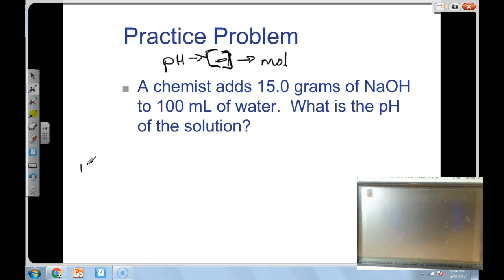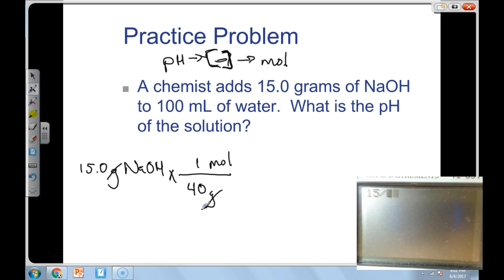So we are going to say 15.0 grams of NaOH, and we're going to X-line this, and we know that the mass of NaOH is 40 grams for every 1 mole. So grams of NaOH cancel, and so we go 15 divided by 40, and that's going to give us 0.375 moles.